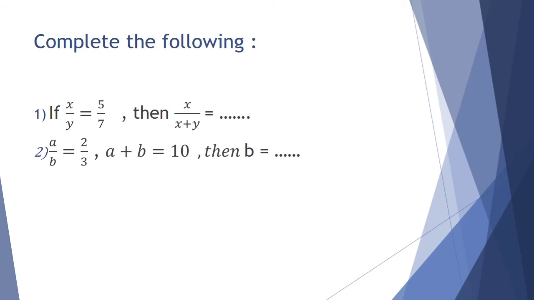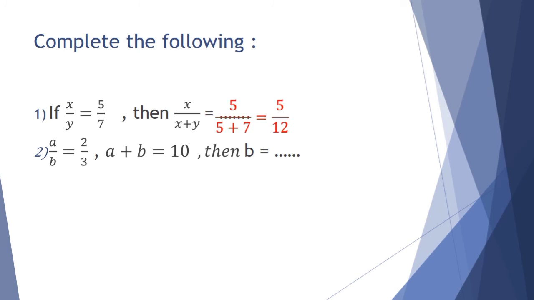In this exercise, complete the following. X over y equals 5 over 7. Then x over x plus y. In this ratio, it's easy. X means 5. So 5 over, and instead of the other x which is down, I will write 5 and the plus y, plus 7. So the final answer will be 5 over 12.